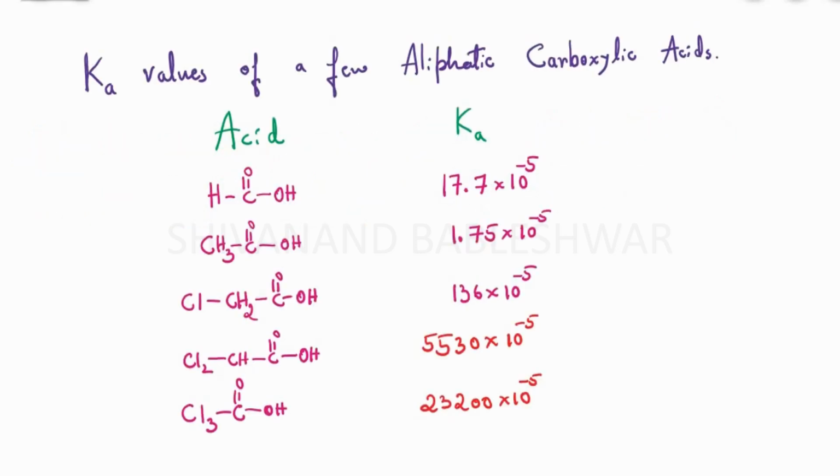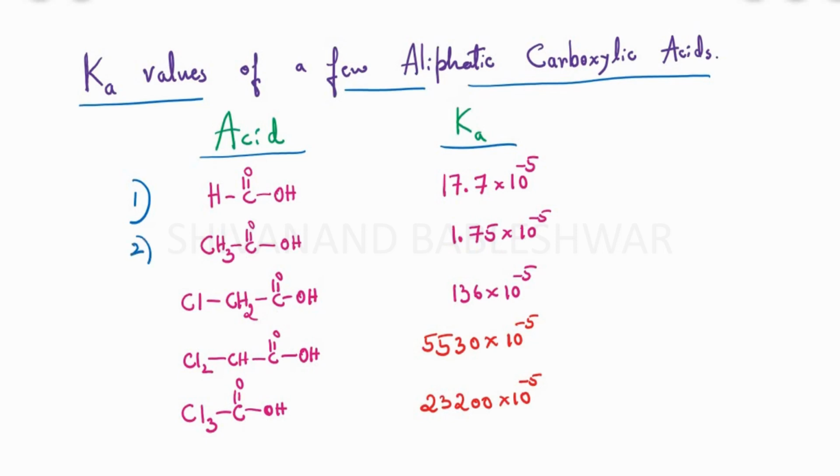So here we have Ka values of a few aliphatic carboxylic acids. In this column we have the acid, and here we have the Ka value. The first one is formic acid. Formic acid has a Ka value of 17.7 into 10 to the power of minus 5. The second one is acetic acid. Acetic acid has 1.75 into 10 to the power of minus 5, right?